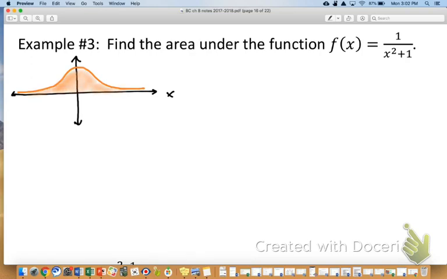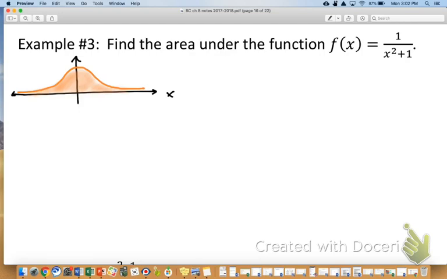So how far to the left would we have to stretch out in order to capture all the area? Negative infinity. And how far would we have to stretch to the right? All the way to positive infinity. So, not 10. Close. 10 is fairly close to infinity.